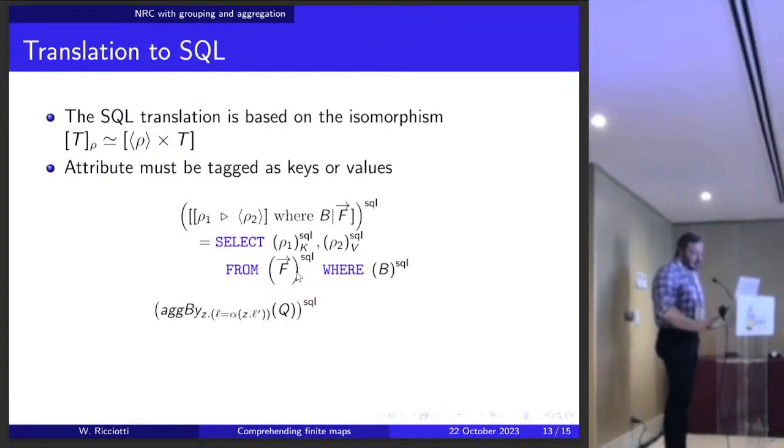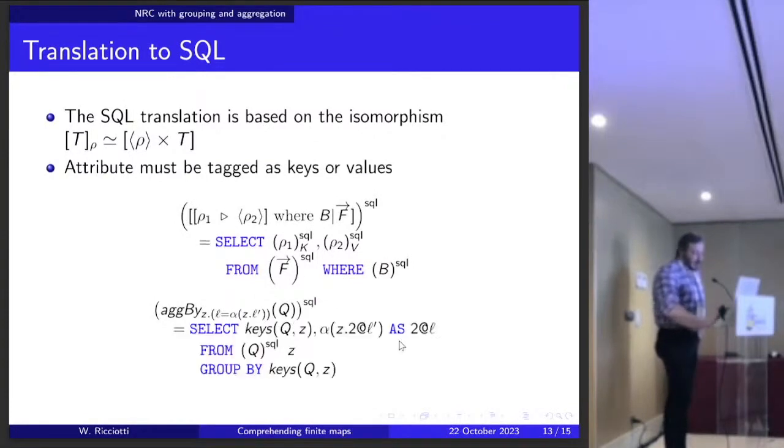For aggregation, we do something similar. This is where the group by statements come from. So if we are aggregating a finite map Q, we will need to group by the keys of the query Q while using Q as the input for the select, and return as the output the keys of Q and the aggregation. And this 2 over here, which was not in the original query, is the way we tag things as values.